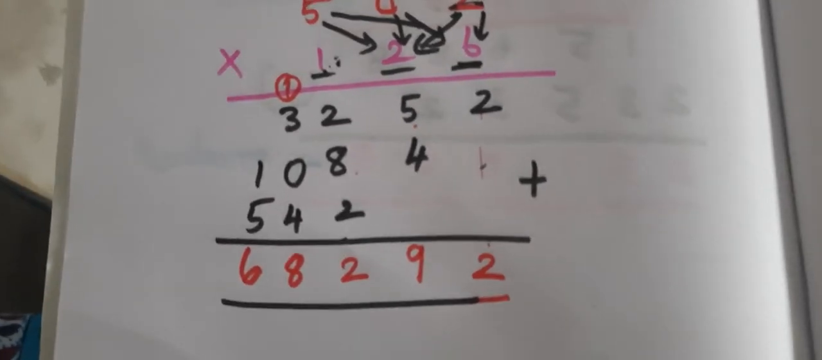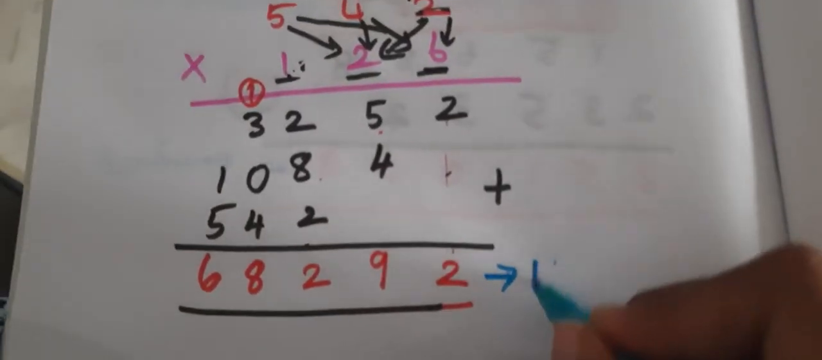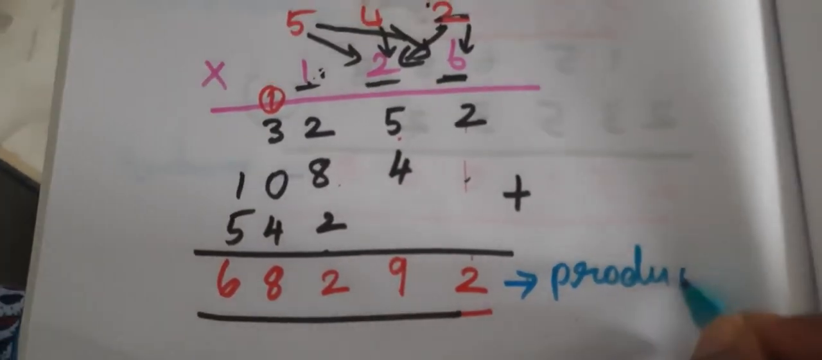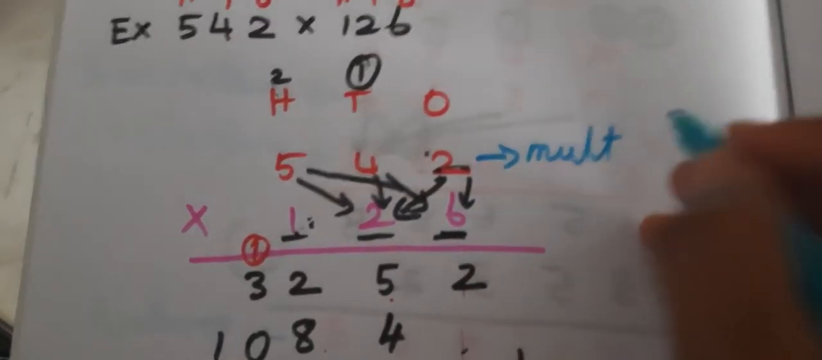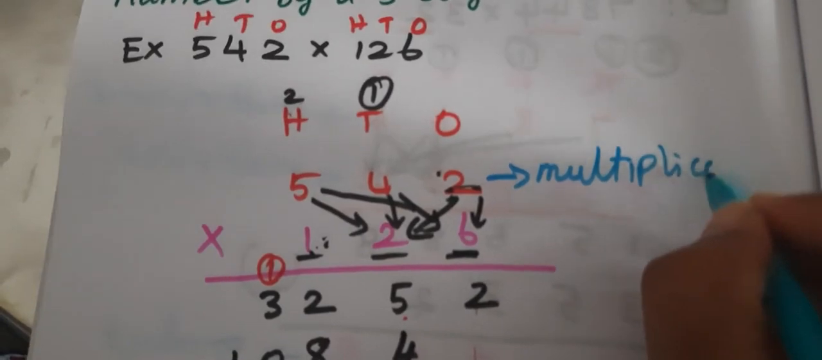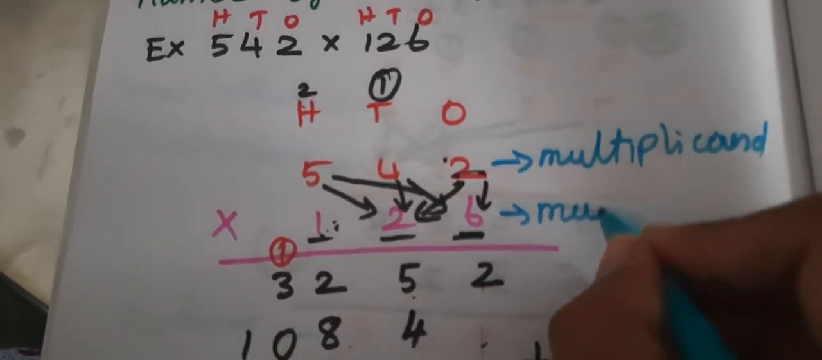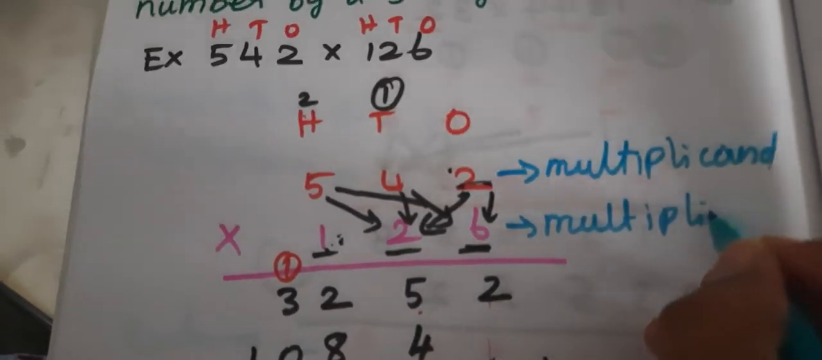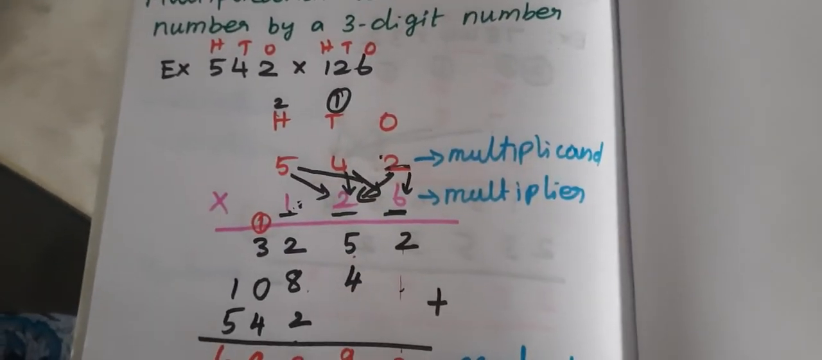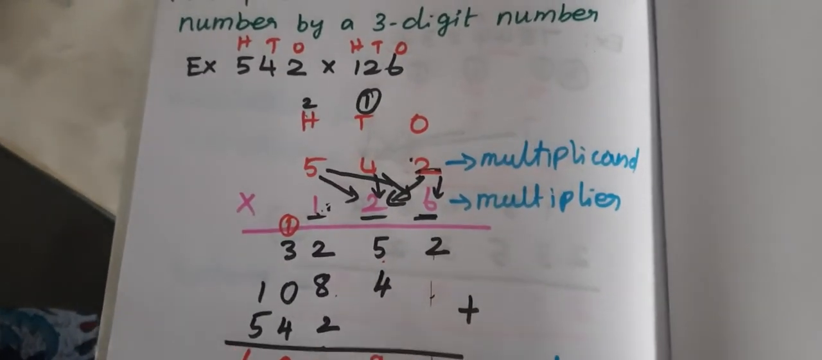Yeah, so this is the answer. Okay, so here that answer we call it a product. That first number we call it the multiplicand. The second one is the multiplier. Okay, do you have any doubts in this? Shall we see one more example?